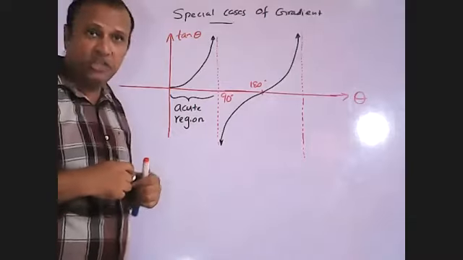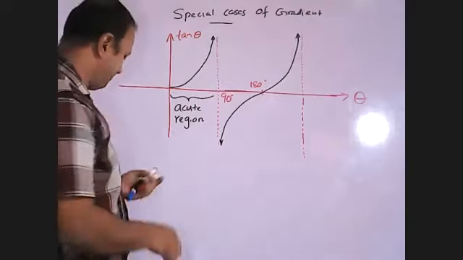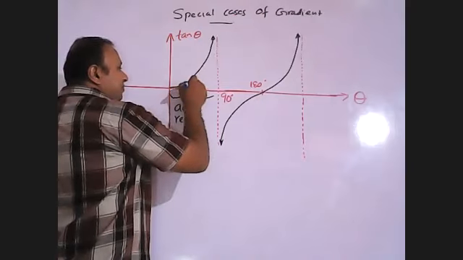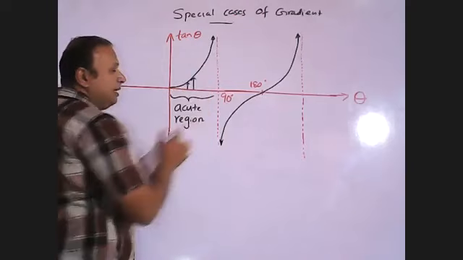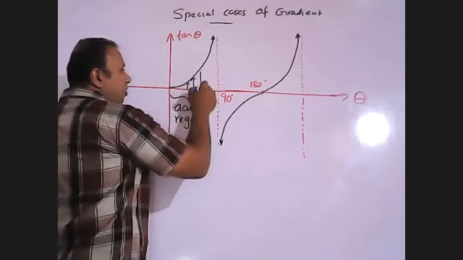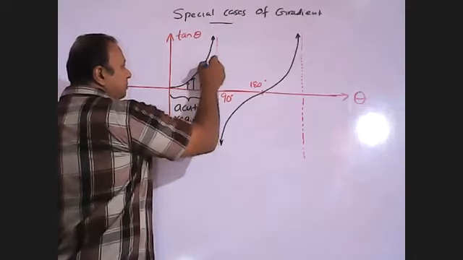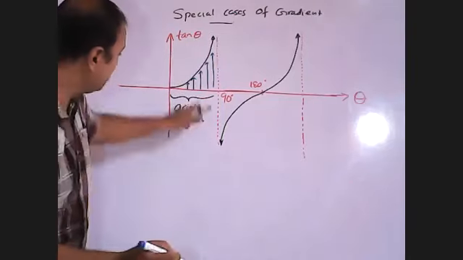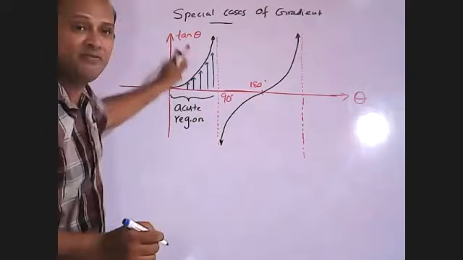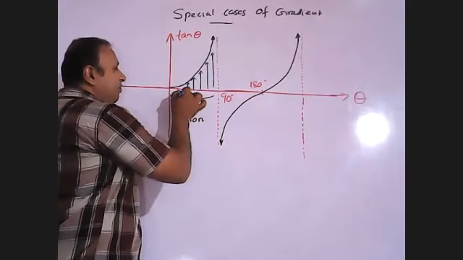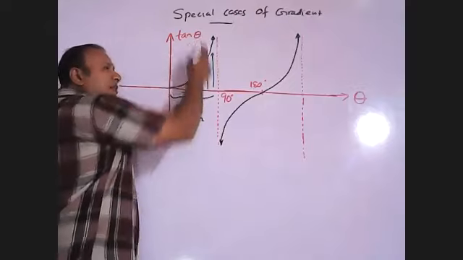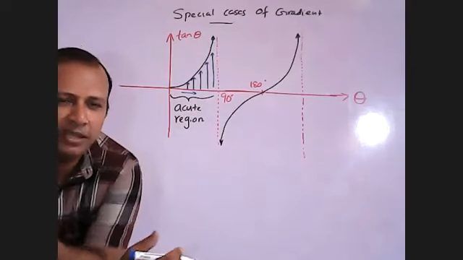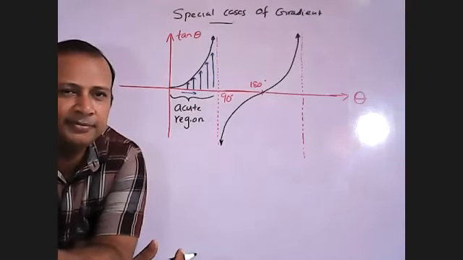If we consider the acute region, you can clearly see that when theta increases, the tan value also increases. Look at this one. When theta increases, the tan value increases with theta. Did you get that?